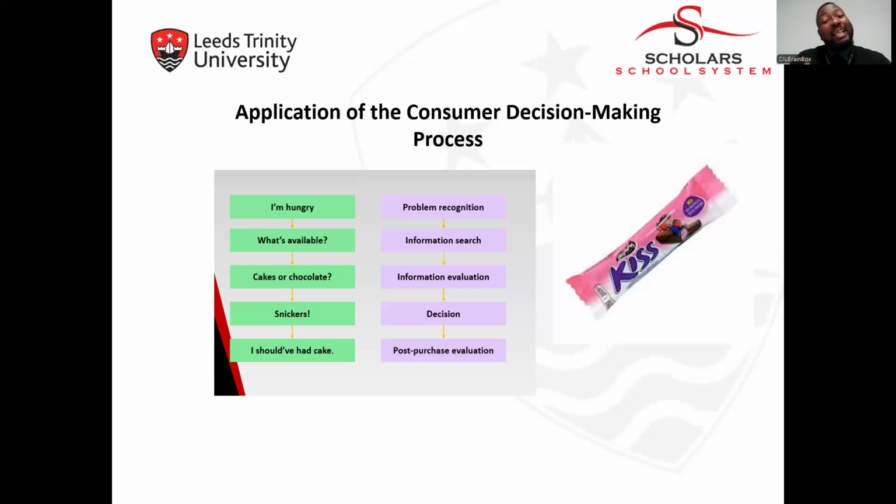Now, the importance of this is that at each stage of the decision-making process, marketers must be ready to provide cues that will influence consumers towards their products or service. So at the problem recognition stage, there should be things like adverts and cues that will make it easy for the consumer to think about your product or service when they are hungry. Then, for the information set, your product should be readily available on all platforms where the customer searches for information. So things like search engine optimization come in very handy at this point.